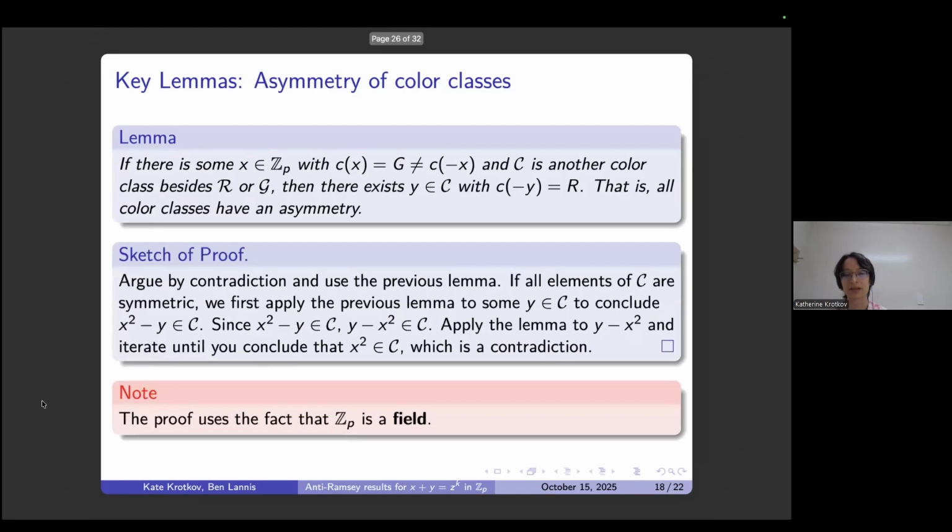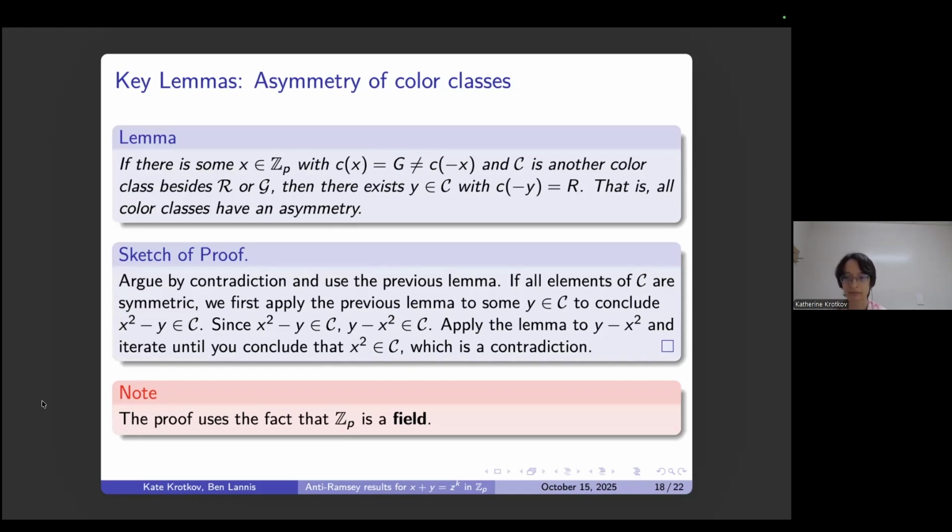And the proof for this statement is contradiction. Suppose there is a color class where all elements are symmetric, with the color of x being the same as the color of minus x. And first, if C is this color class that's also symmetric, and there's some y in C, then by the previous lemma, x squared minus y is in C, where x is our asymmetric element. And because x squared minus y is in C, and C is symmetric, the color of minus x squared minus y, which is y minus x squared, is also that same color.